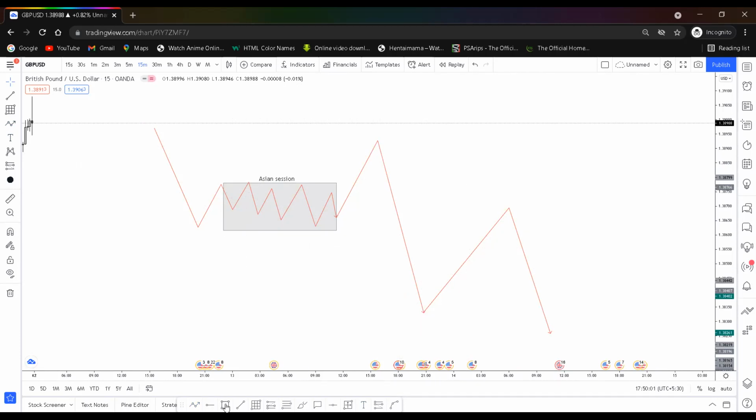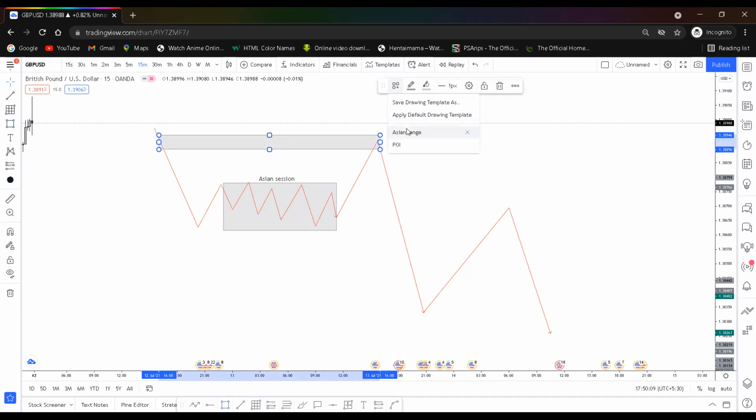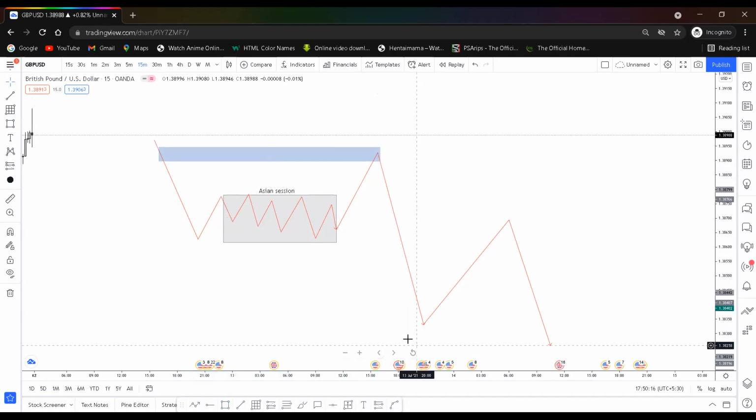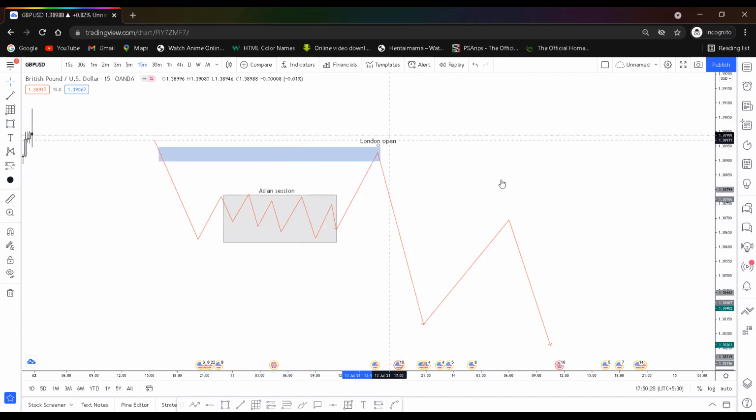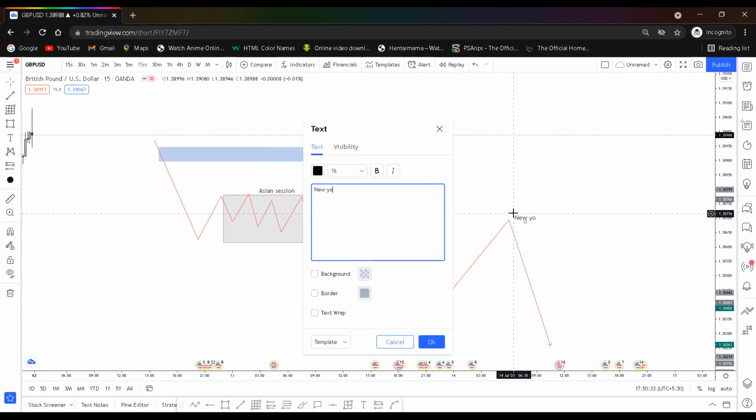So now let's combine everything: time and price, structure, liquidity, inducement, all of them. Because it just gets crazier with everything. And then comes this London Open, and then this will be the New York Open.